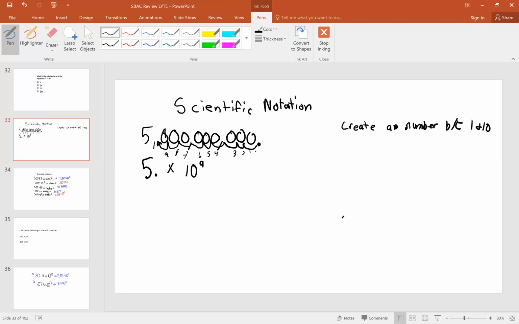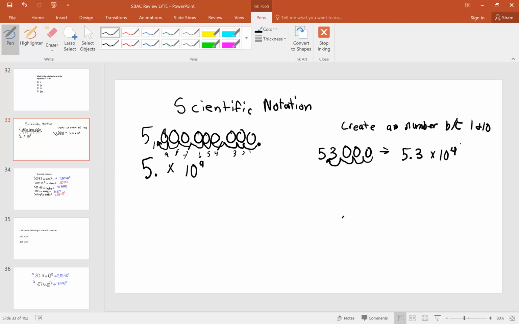So every time I move over to the left, I'm increasing the scientific notation exponent. So if I have 53,000, let's try that one. I need to get a number between 1 and 10. Well, I would move it over 1, 2, 3, 4. That's 4. So it'll be 5.3 times 10 to the 4th power.